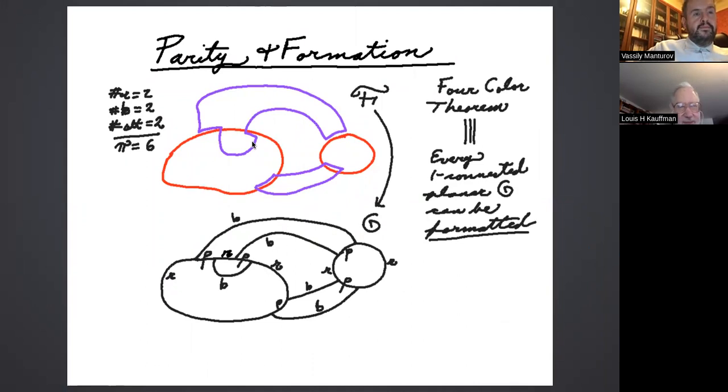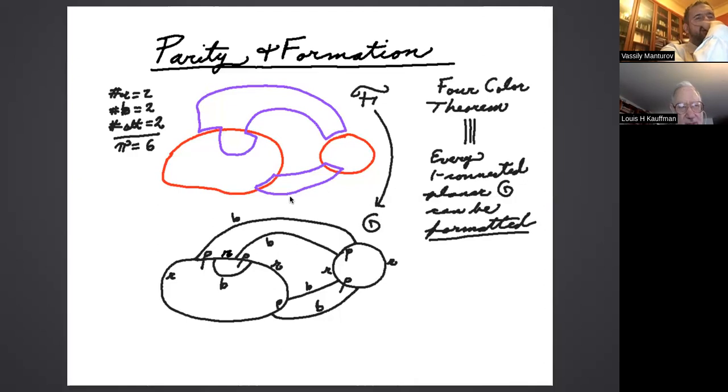I just drew a formation. And then I take the corresponding graph and find that I've colored this graph. Or perhaps you searched for a coloring of this graph, drew it, and then drew the corresponding formation. The four-color theorem says that every bridgeless planar graph G can be formated.